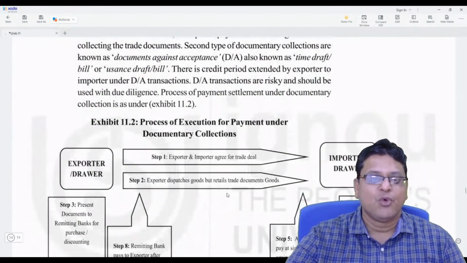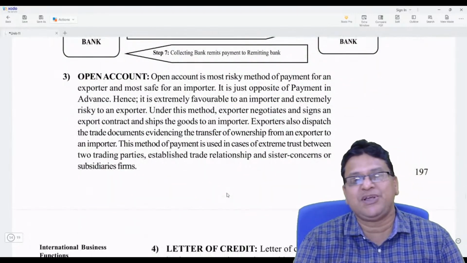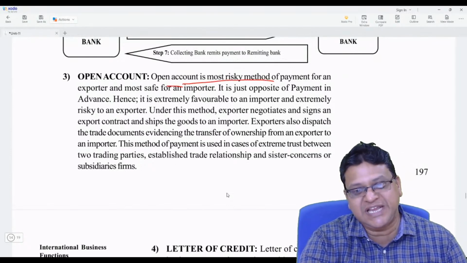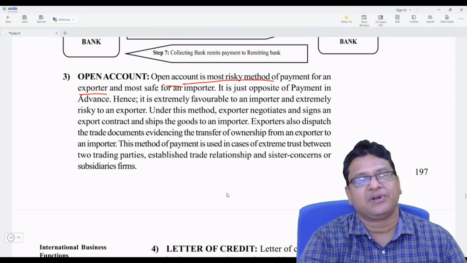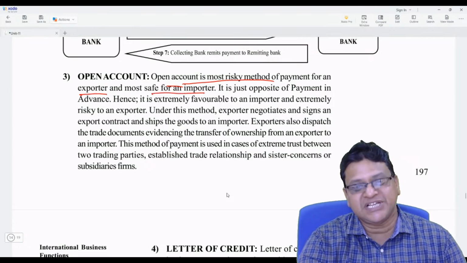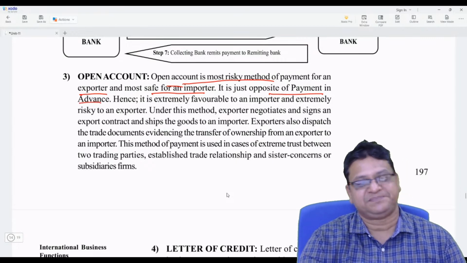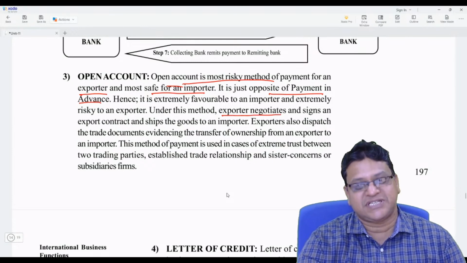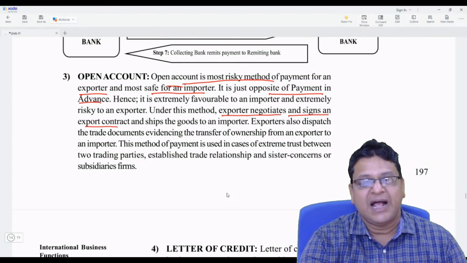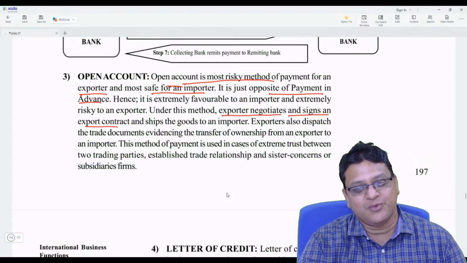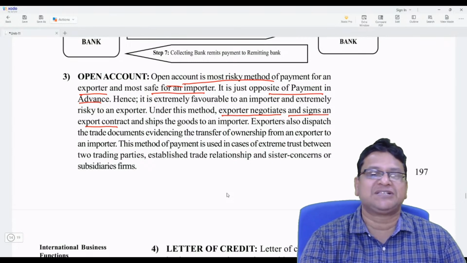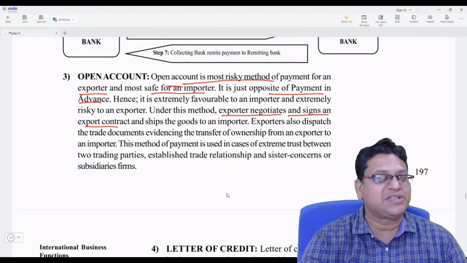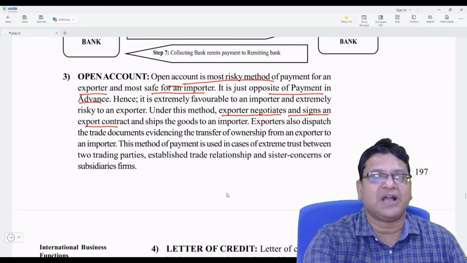Second method is open account method. It is just the opposite of payment in advance. Open account is the most risky payment for the exporter and the safest for the importer. Under this method, the exporter sends the goods and the documents of title to the goods, and once the goods and documents are received by the importer, he makes payment. So there are two methods: payment in advance and open account.